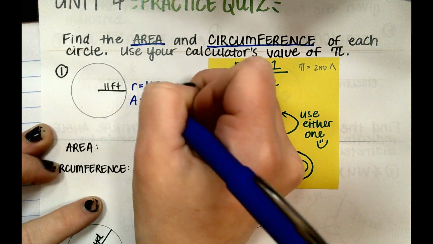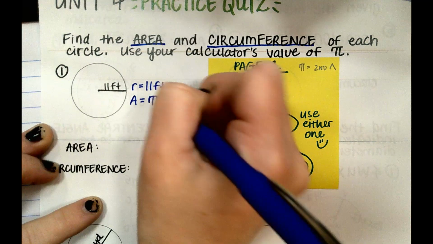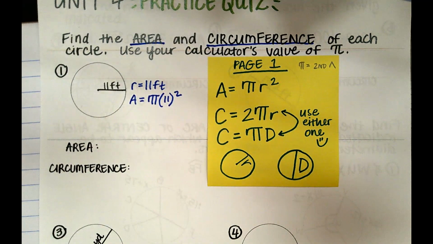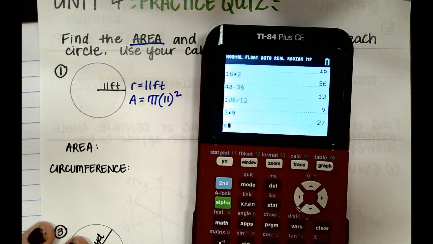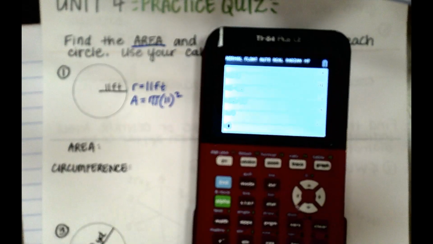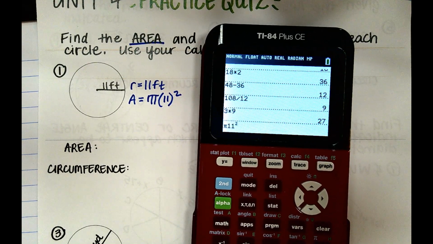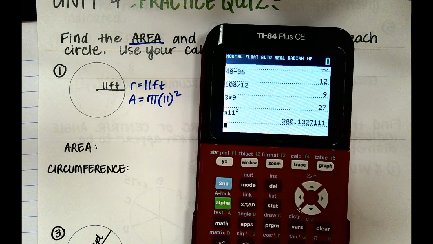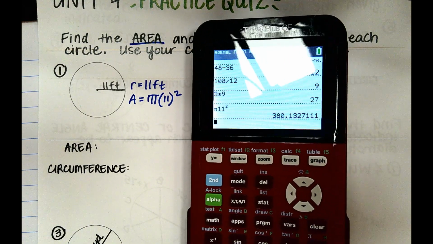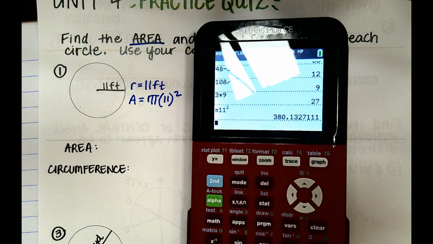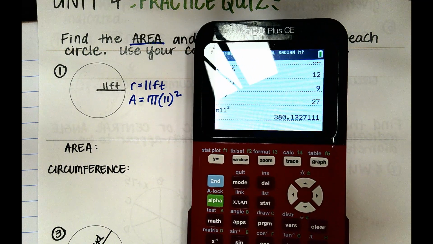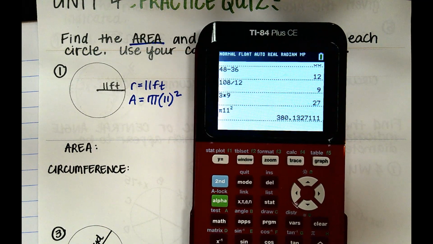Pi 11 squared. So I'll type that in. Pi 11 squared. I'll hit enter. And I will get 380.1327111. And is this an exact answer or an approximate answer?